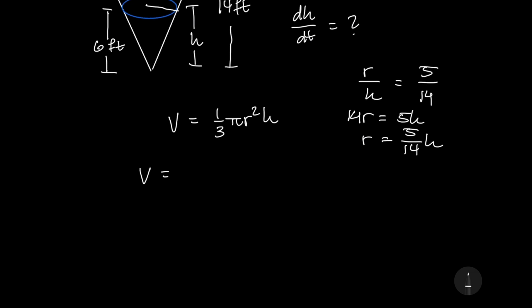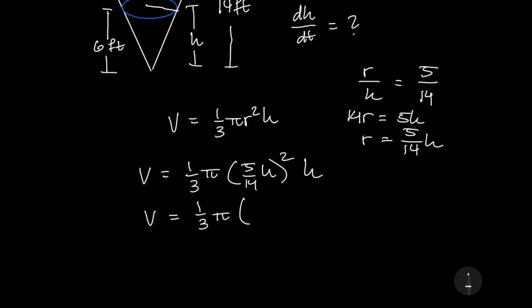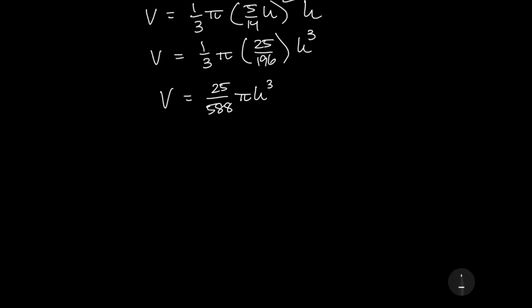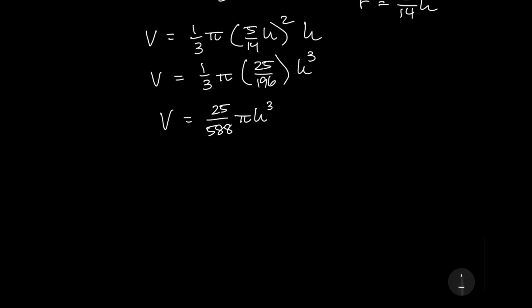So the volume is going to equal 1/3 times pi, r is 5 over 14 h squared, and you multiply that all by h. Let's rewrite this a little bit. So 1/3 times pi, 5 over 14 squared is 25 over 196, times h squared times h, which is h cubed. So I went ahead and rewrote this expression a little bit. 1/3 times 25 over 196 is equal to 25 over 588 times pi h cubed.